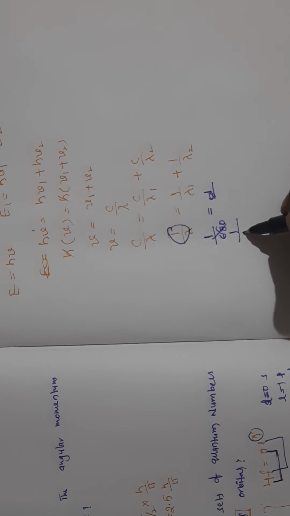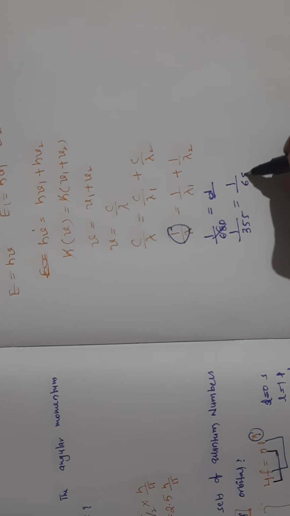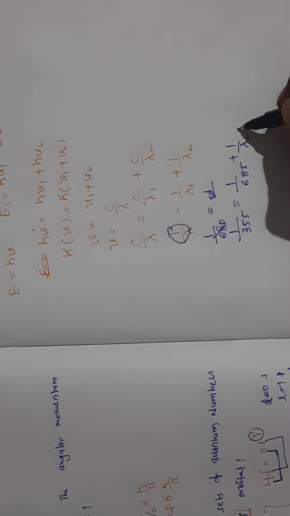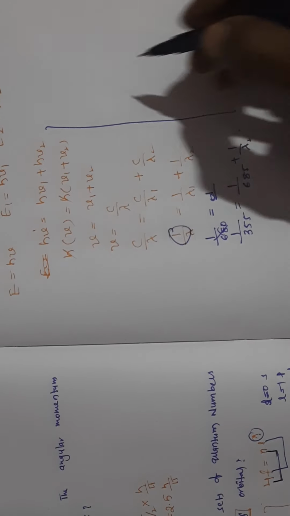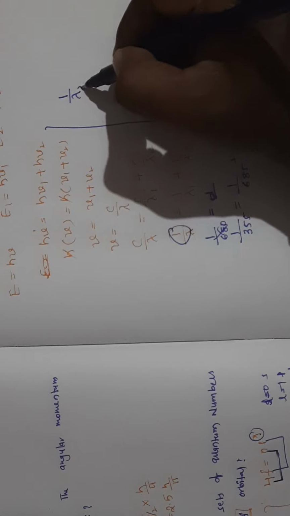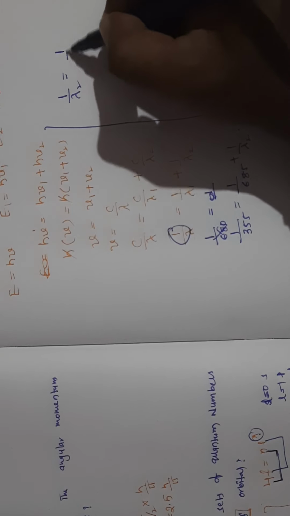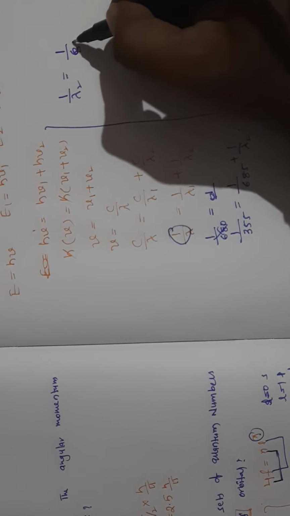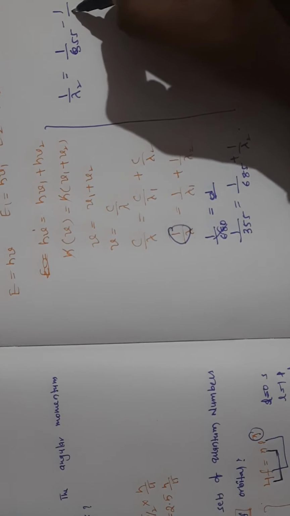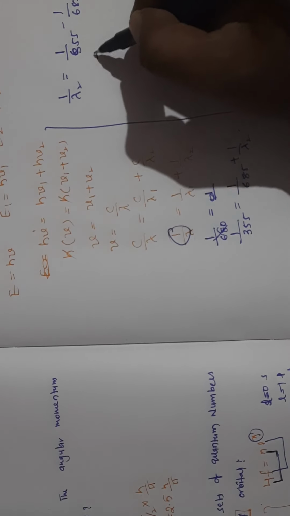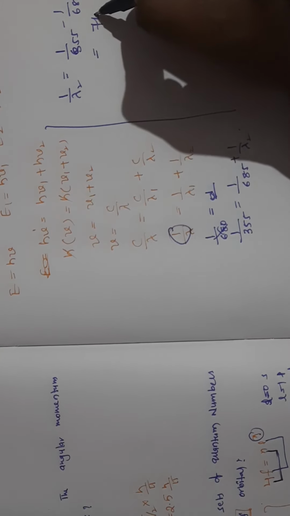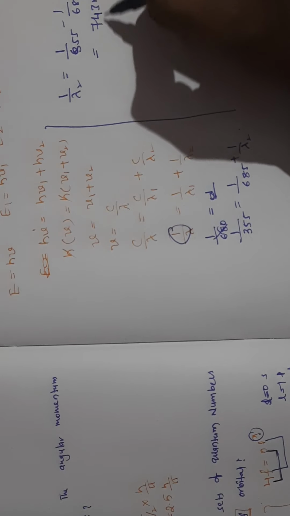1 by 355 nanometer and another one is 1 by 685 plus 1 by lambda 2; they gave lambda 2. So 1 by lambda 2 is equal to 1 by 355 minus 1 by 685. If you simplify this, you will get 743 nanometers. So 743 nanometers is the answer.